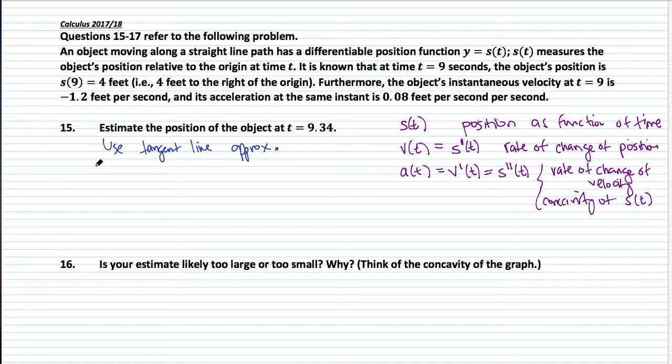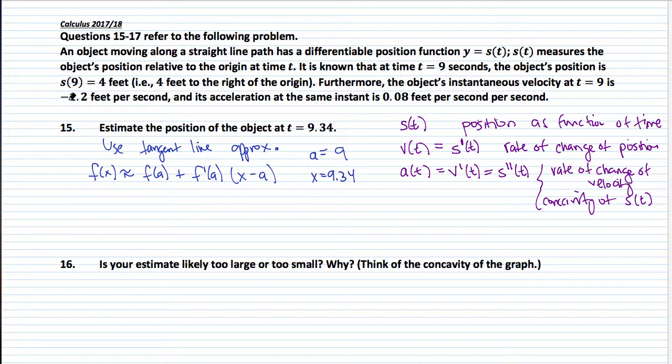So my tangent line approximation formula is f of x is approximately f of a plus f prime of a times the difference between x and a. In this case, a is some reference value, and x is the value I want to know. So I'm going to use a as 9 seconds, because that is the value I know the derivatives for, and x will be my 9.34. So estimate the position of the object.